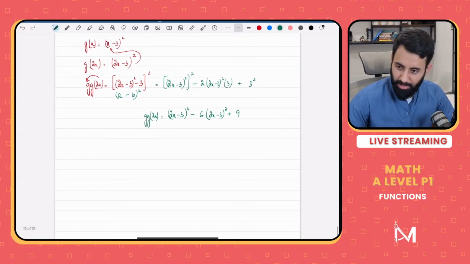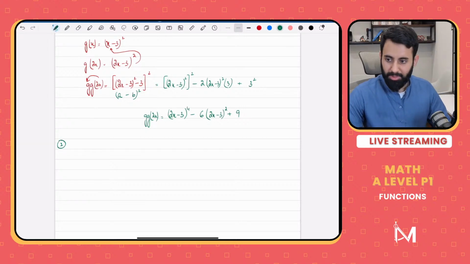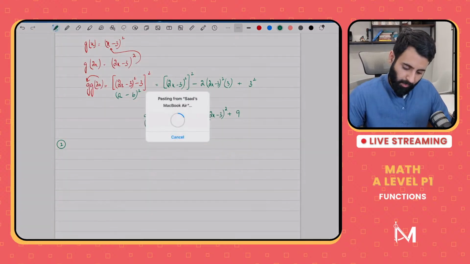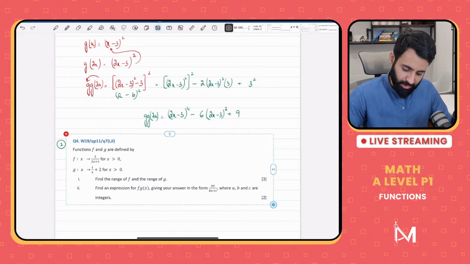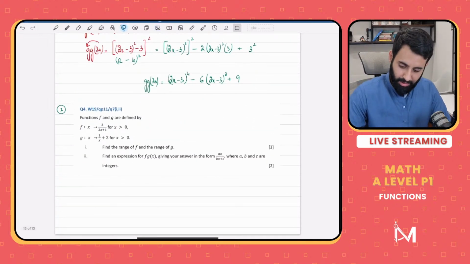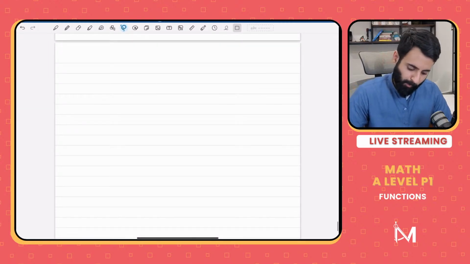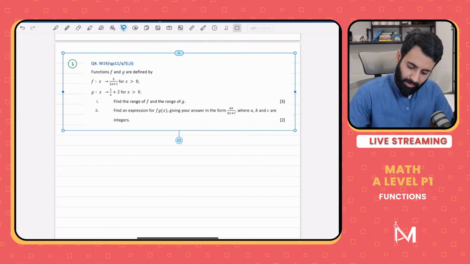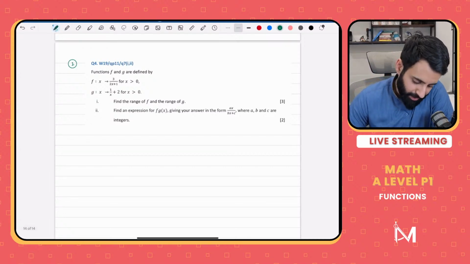Now, that was one example question. Let's do more example questions. Okay, so let's solve another past paper question. Let's see what it says. Here it is. So this says, let's take this on a fresh page. Functions f and g are defined by so and so. Find the range of f and the range of g.